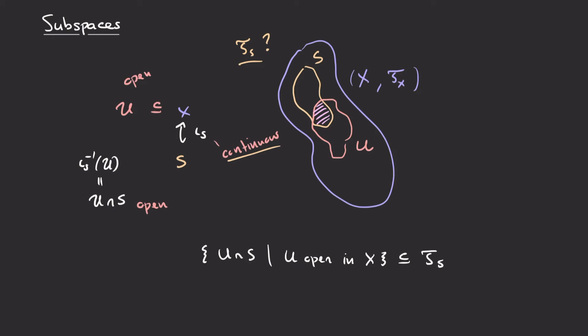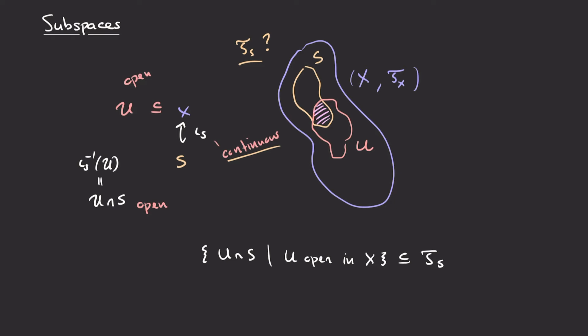We could now ask whether we wanted to include any other subsets of S as open sets in tau S. Here there are really two extremes one could think about. On the one hand, one could think about including as many open sets as possible into tau S, such that this inclusion map is still continuous, or one could try to include as few open sets as possible in order to still have this inclusion be continuous.